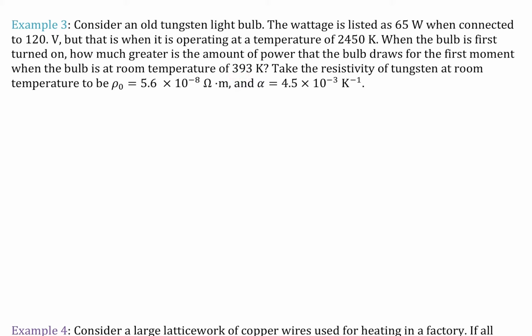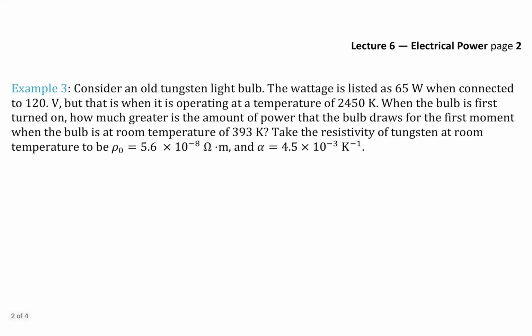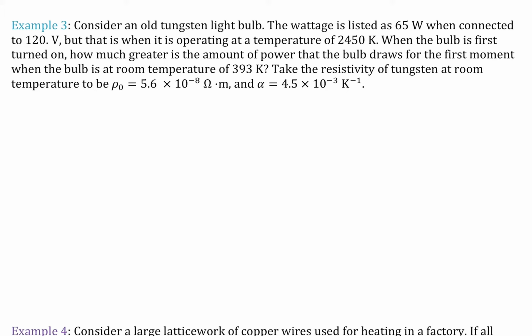Then we're going to take the resistivity of tungsten at room temperature to be, and you look it up for common resistivities, it's a material specific value, 5.6 times 10 to the negative 8 ohm meters, and the thermal coefficient we're going to take as 4.5 times 10 to the negative 3 inverse Kelvin. The thermal coefficient is used in the expression explained in lecture 5, where we talk about how resistance is dependent on temperature, because resistivity is dependent on temperature.